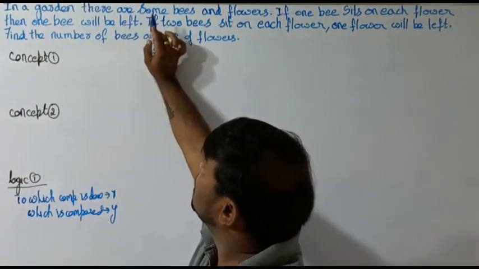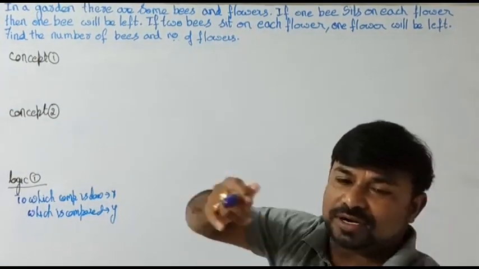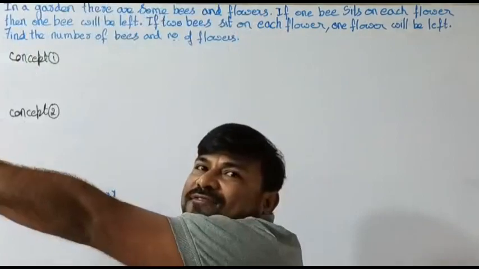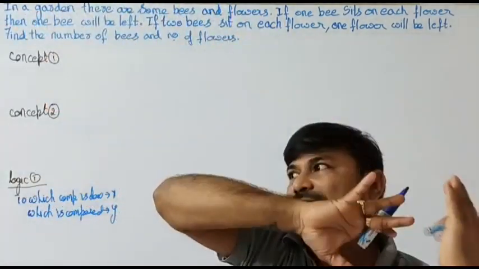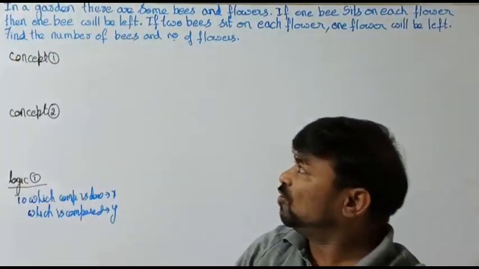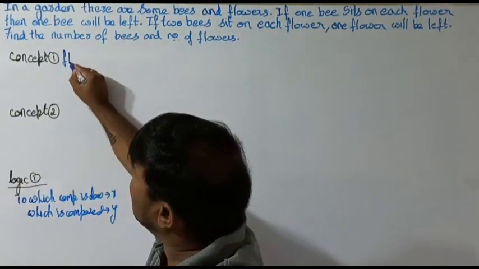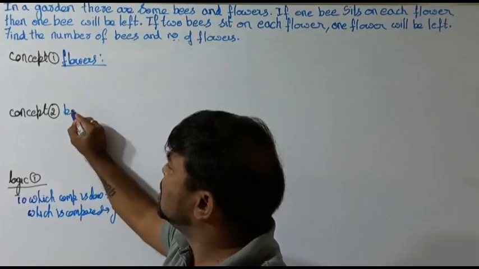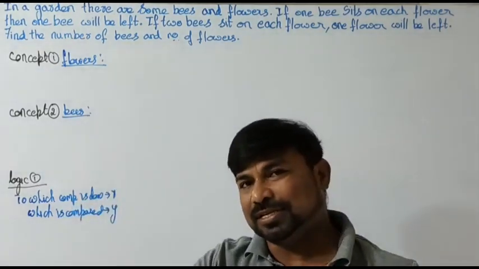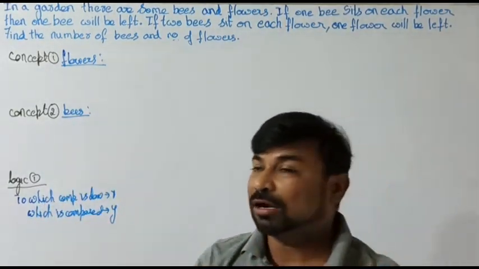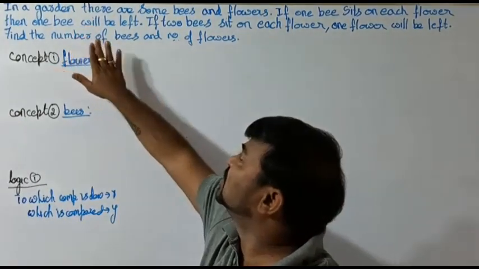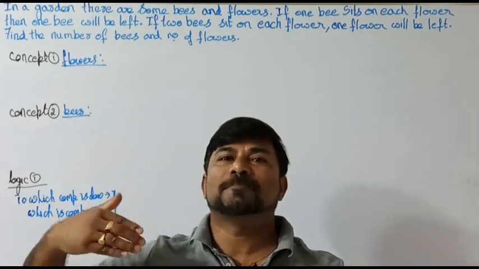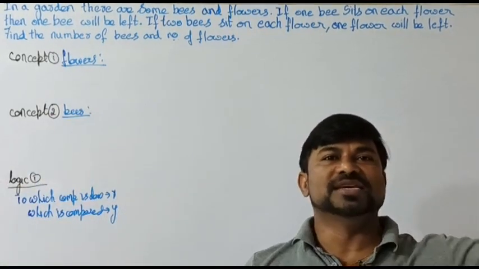See here, bees are compared to the flowers. The bees are sitting on the flowers. So the number of bees and the number of flowers: to what are we comparing? We are comparing to the number of flowers. Therefore, I like to take flowers as the first concept and bees as the second concept. Now, according to the question, he is asking how many bees are there and how many flowers are there. We don't know that. So let us take the number of flowers as x and the number of bees as y.